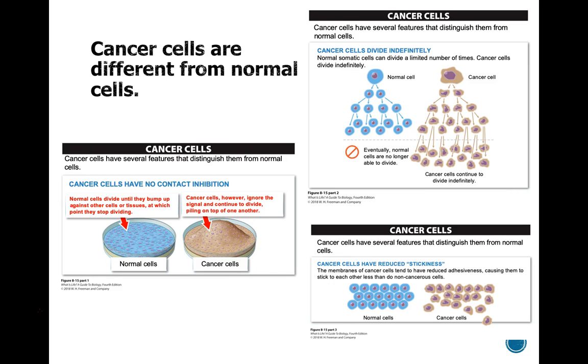Finally, cancer cells have reduced stickiness. Basically, normal cells are held together by something called adhesion. It's just the ability to stick to another surface. Cancer cells sort of lose this stickiness. And so even though they might form a tumor, they can also break off and move to other places because they're not sticking to like cells.